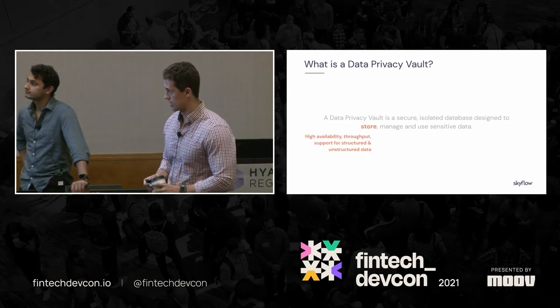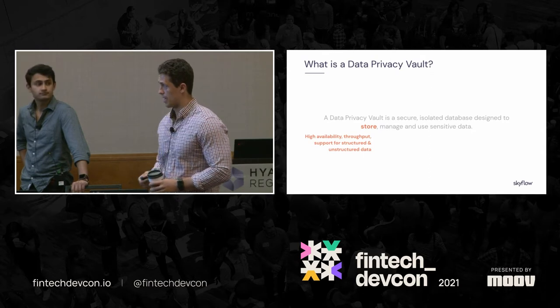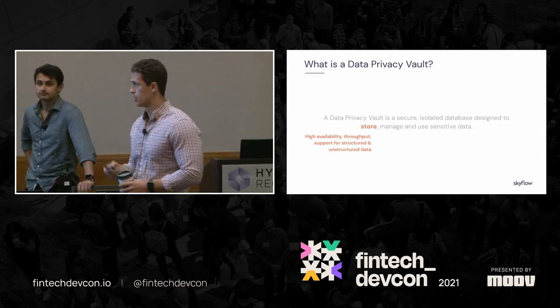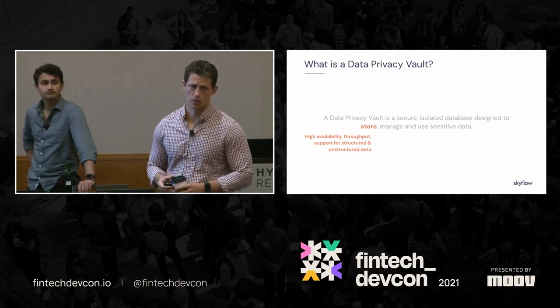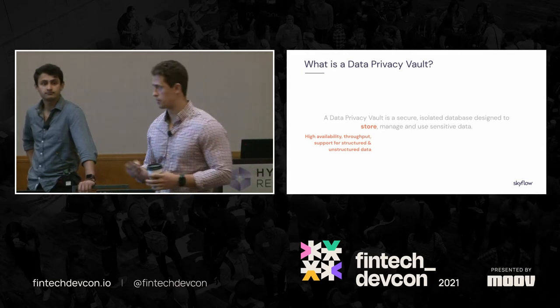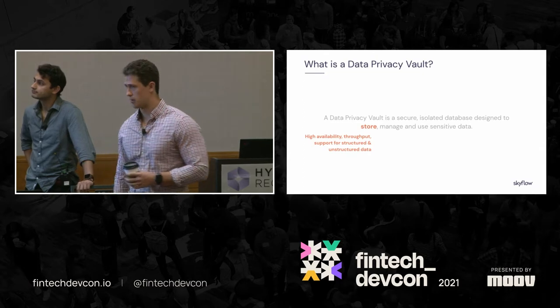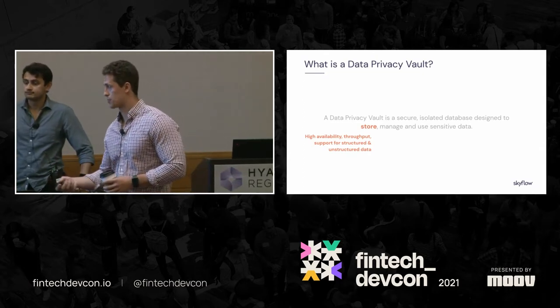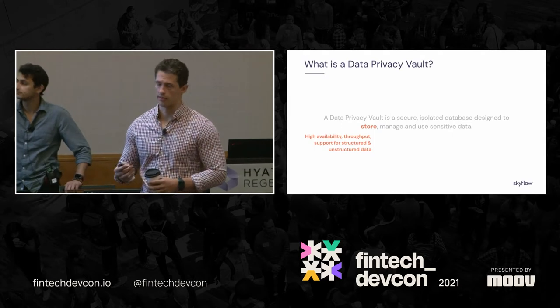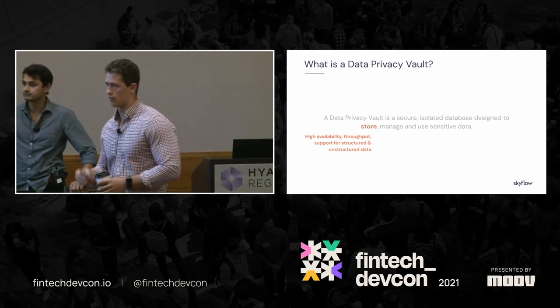What does it mean to store that data? The data privacy vault should have high availability, high throughput, and support for structured and unstructured data. I've talked to a lot of customers who want to store normal PII, structured data, and PCI data, as well as unstructured data. Maybe they're doing KYC, so they want to store license pictures or passport photos. They should be able to store that in a privacy-preserving way without having to offload that to another system.